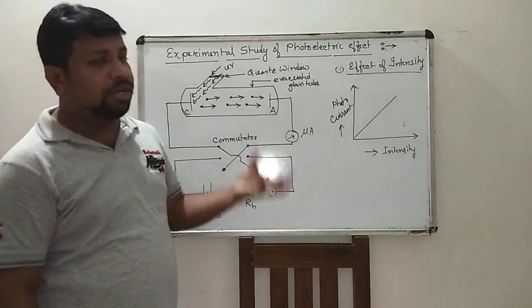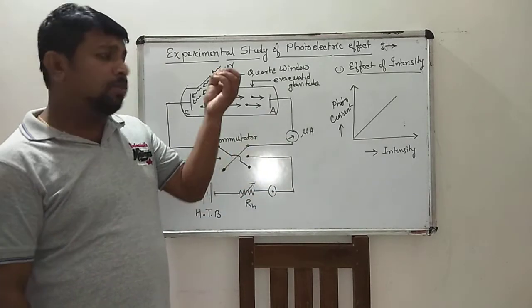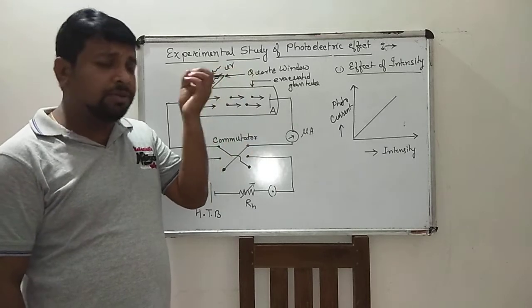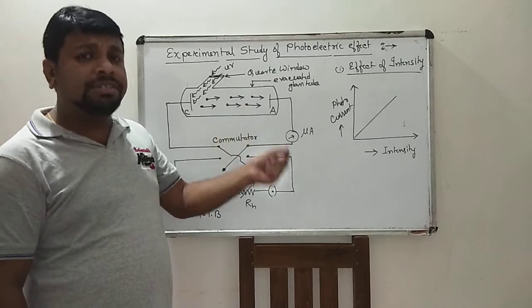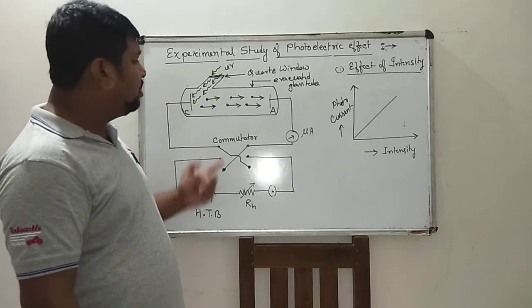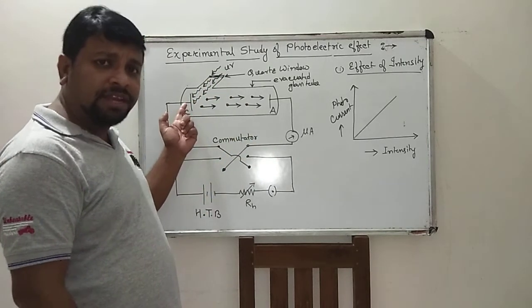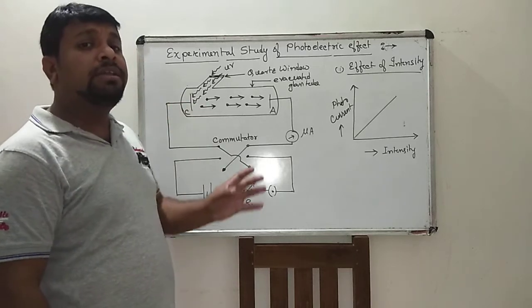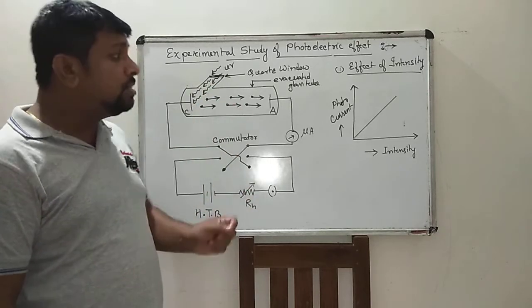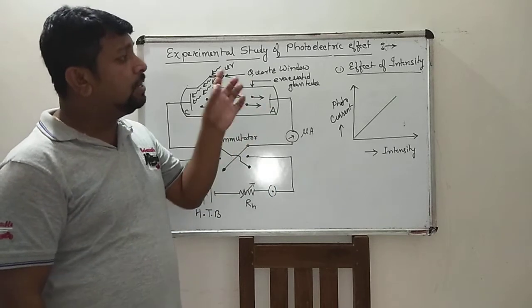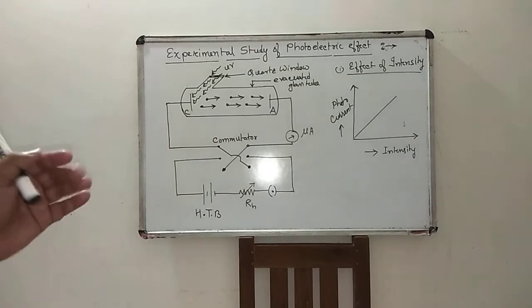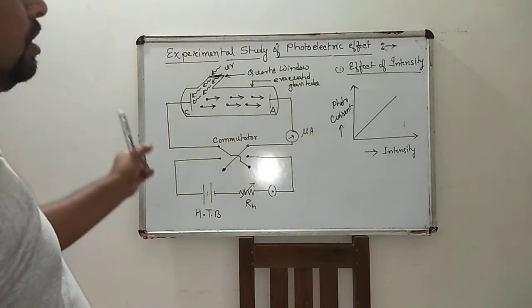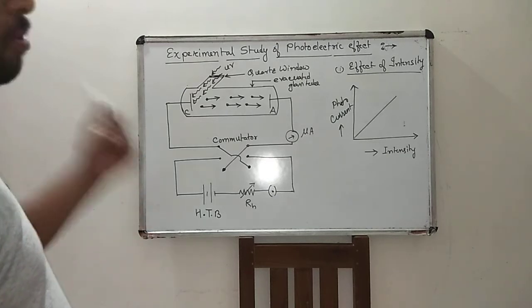That means it gradually increases. The photocurrent is increased due to increasing intensity of the light radiation falling on the metallic plate having frequency more than threshold frequency. So this is the effect of intensity of light radiations on photocurrent. Next we discuss how photocurrent is changed due to change in potential.